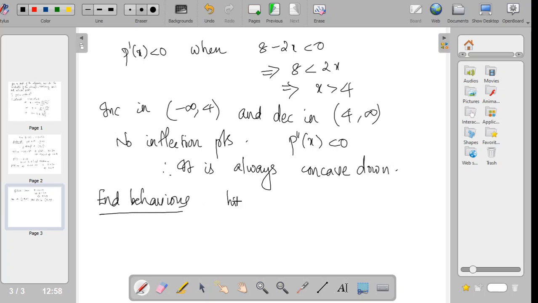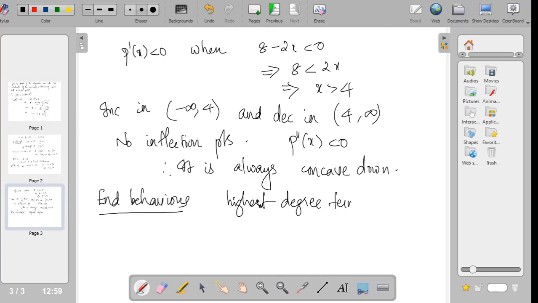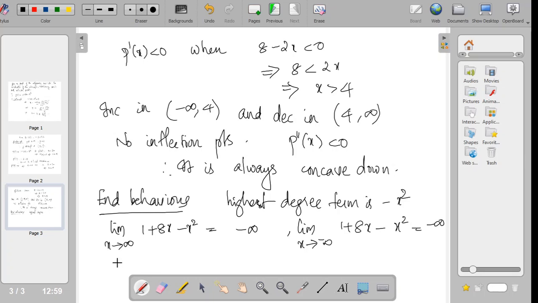behavior. So the highest degree term is minus x square. So therefore when you take limit x tends to infinity, 1 plus 8x minus x square, the value is going to be minus infinity, and limit x tends to minus infinity, 1 plus 8x minus x square is again minus infinity. So therefore the function decreases with no bounds as x tends to infinity and x tends to minus infinity.